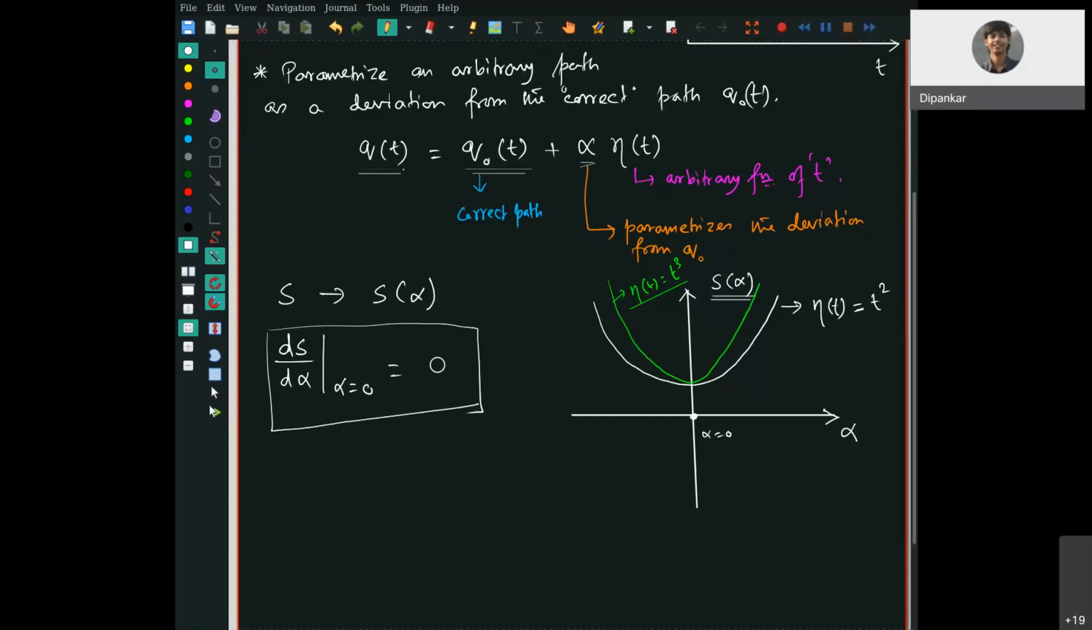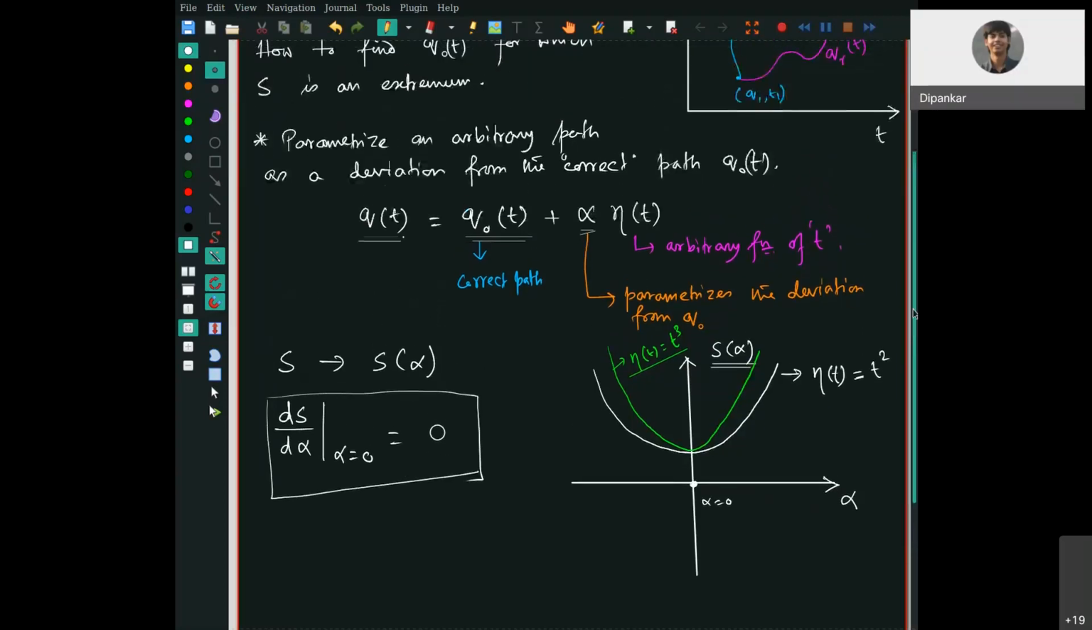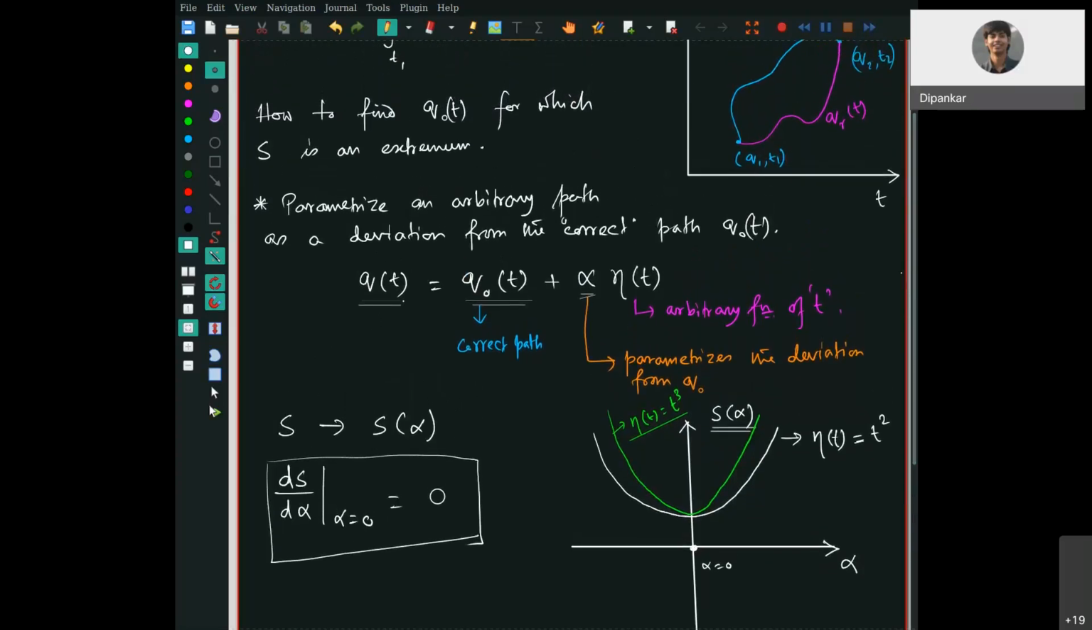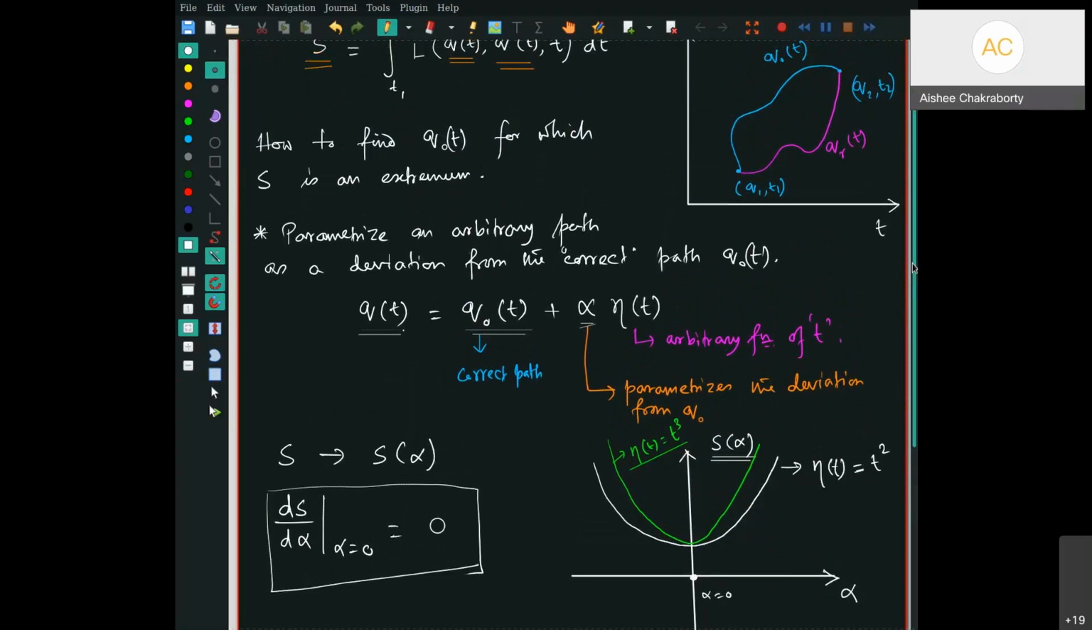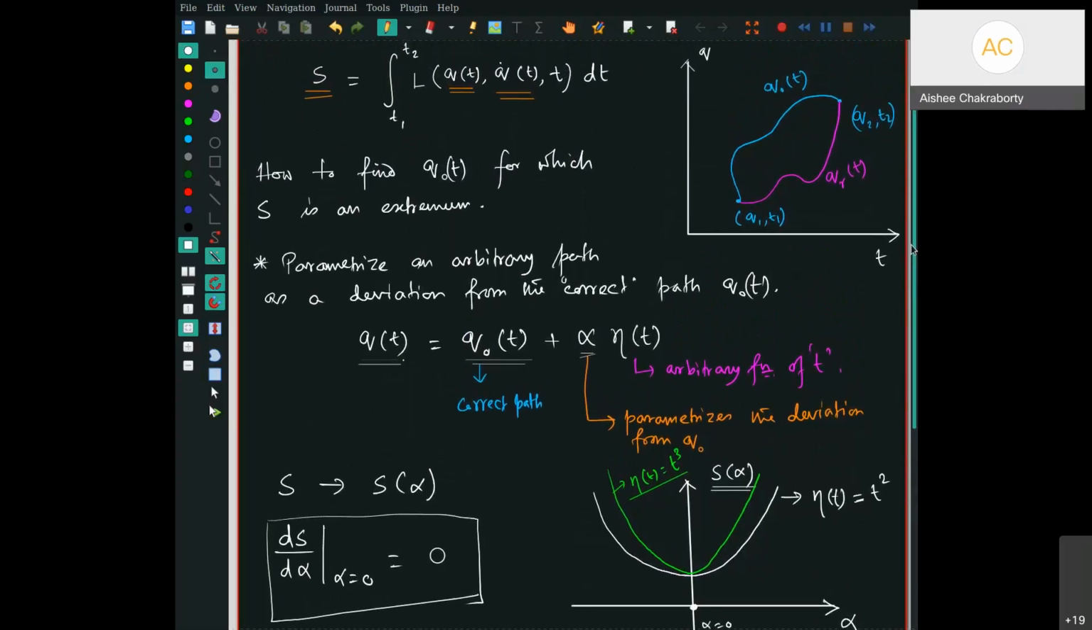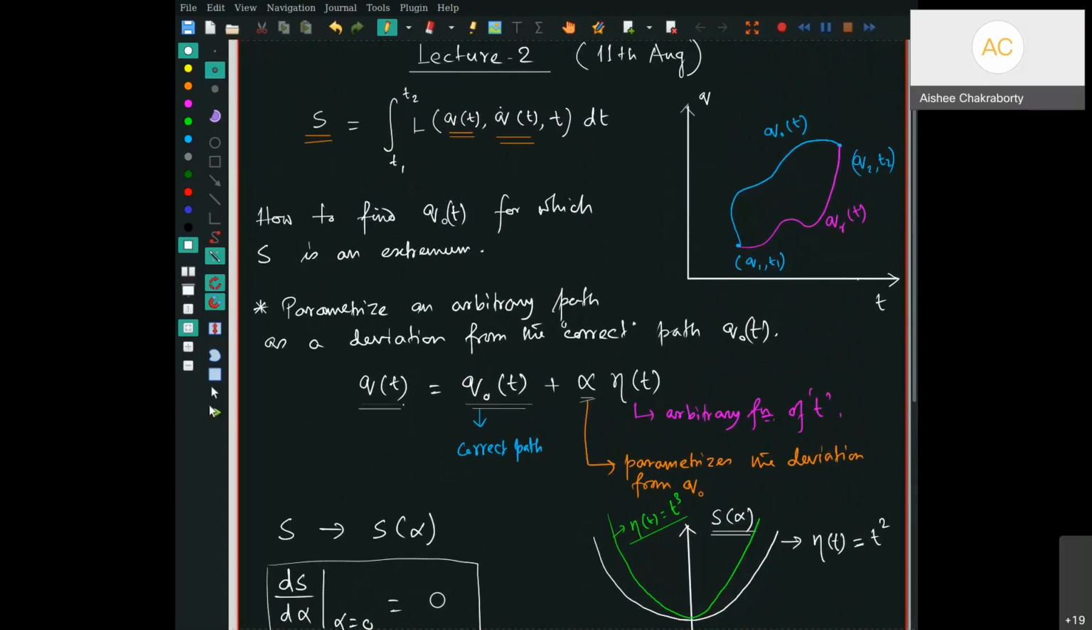Yes, one by one. Tell me. Yes, sir. One thing I can understand here is that S is a function of alpha, right? When we parameterize Qt as Q naught plus alpha eta. But there is an integration over the L function, which is a function of t. So you are integrating over t, but you are not integrating alpha. So that's why S turns out to be a function of alpha. Yes, but it should be a constant into alpha.